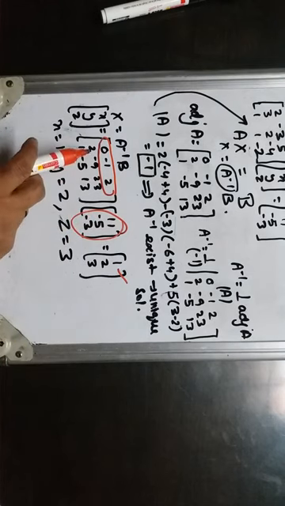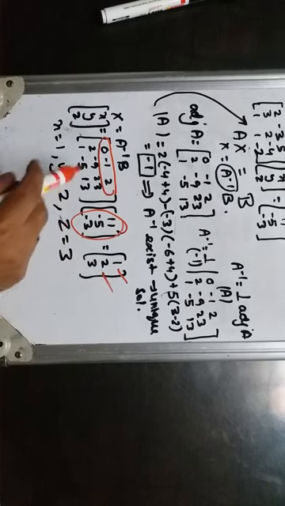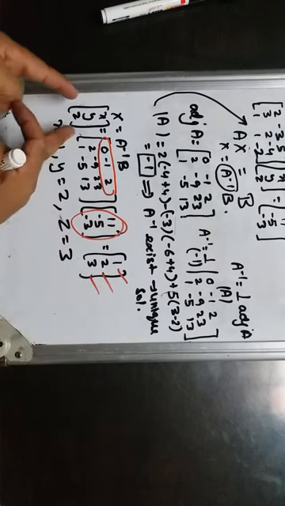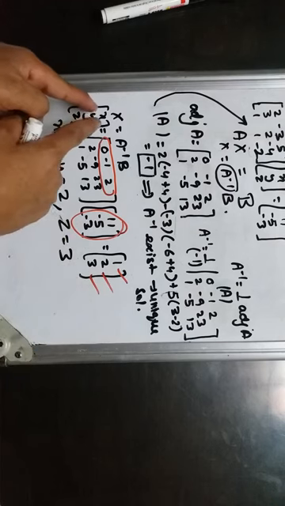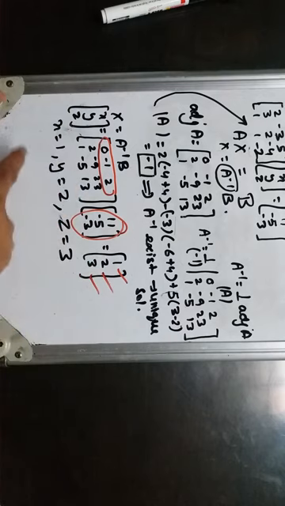And the same way, the second row is multiplied with this column. We are getting this, and the third row is multiplied by this column, we are getting this. Now compare this x, y, z with this value. x will be equal to 1, y equals 2, z equals 3. So this is the answer.